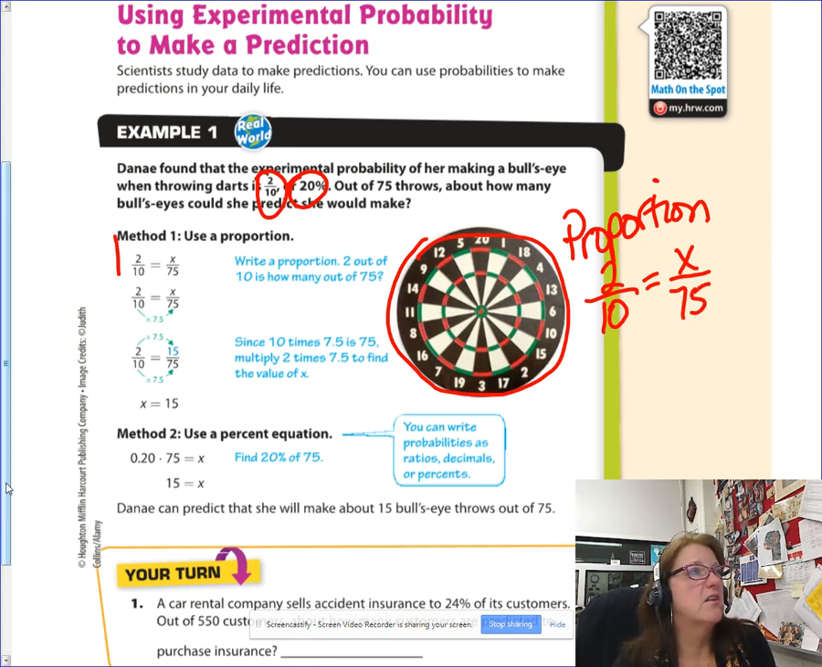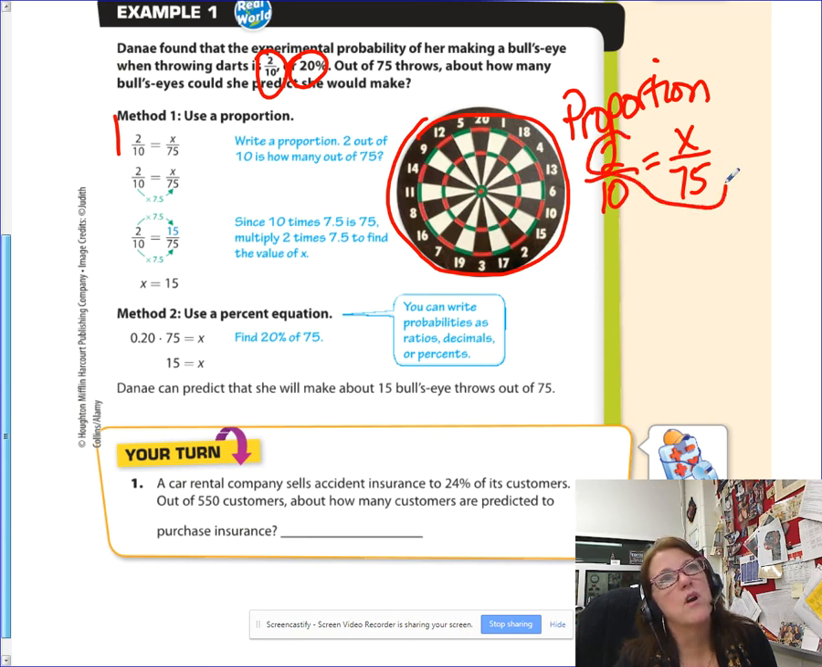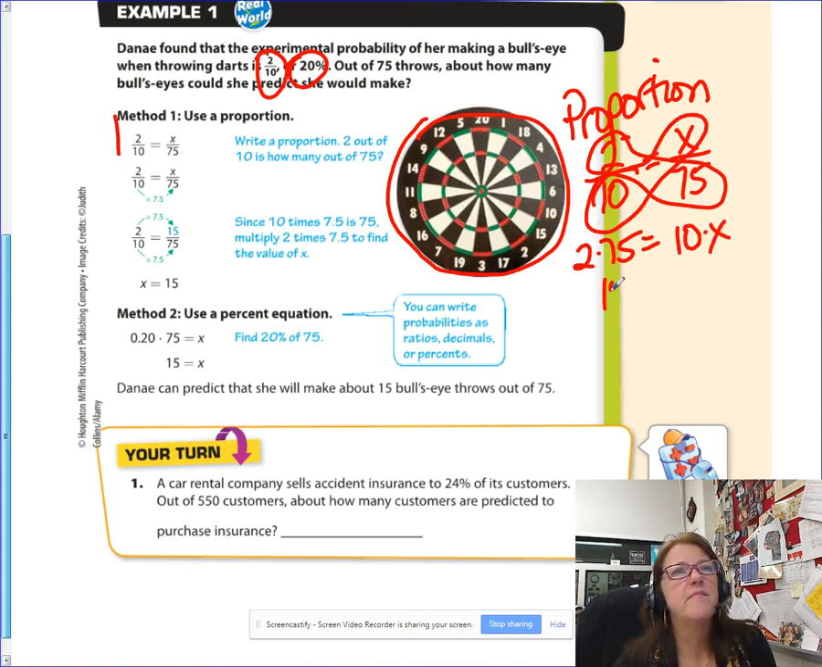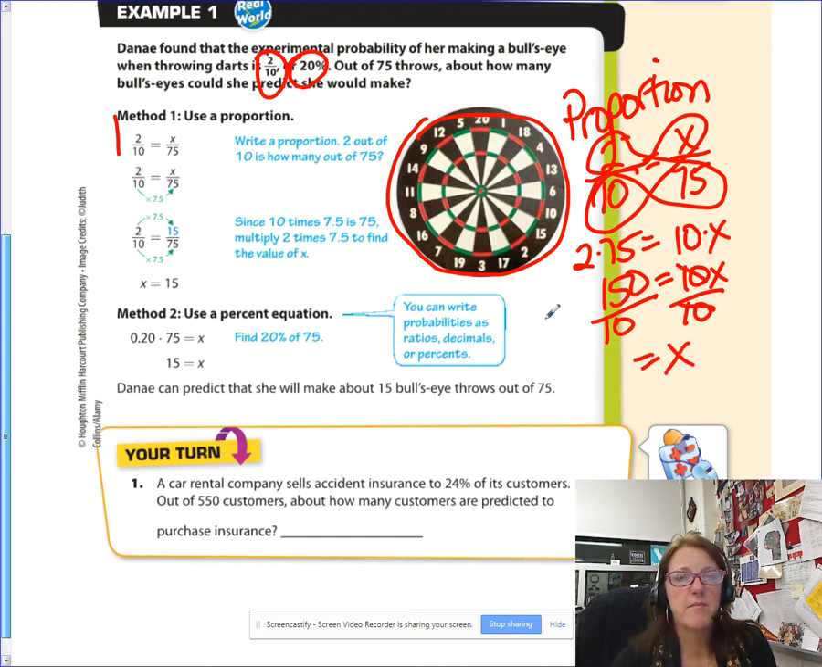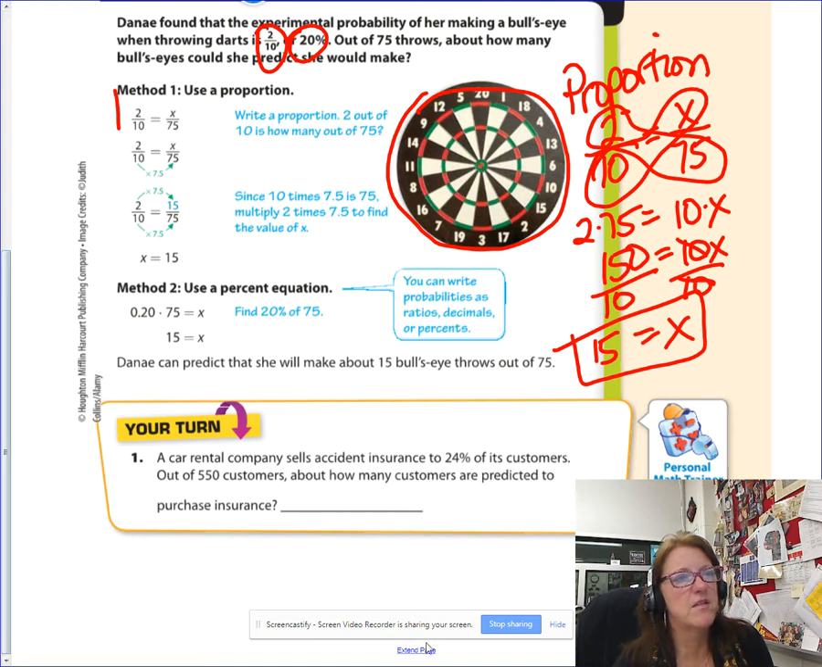There's your proportion, and you can go ahead and use cross products. 2 times 75. Cross products are equal to each other. Divide by 10. Boom, these numbers are very nice because I can pretty straightforwardly solve. I might not even have to grab my calculator to end up with 15 bullseyes there. If you're familiar with proportions, and that's the way you like to solve these kinds of problems, that's what makes it most comfortable for you, well, by all means, then I want you to tackle it that way.